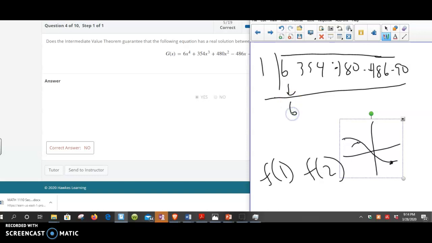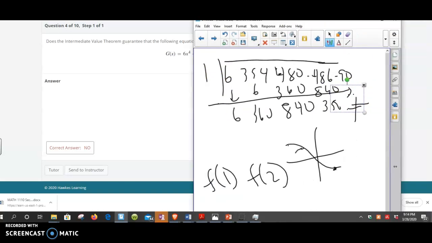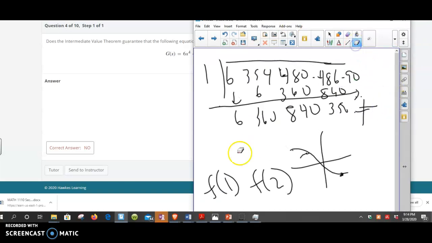We get a 6. Put 6, we get 360. That's positive 480. That's going to be positive 840. So that's going to be positive. No matter what it is, that's definitely positive. So let's try f of 2 now, and see if we get a negative result.